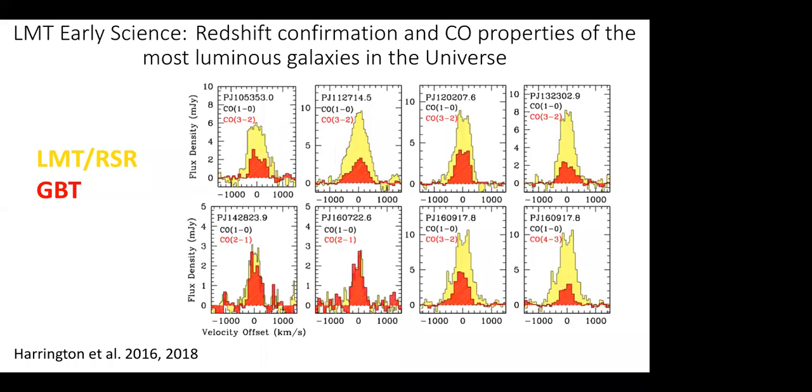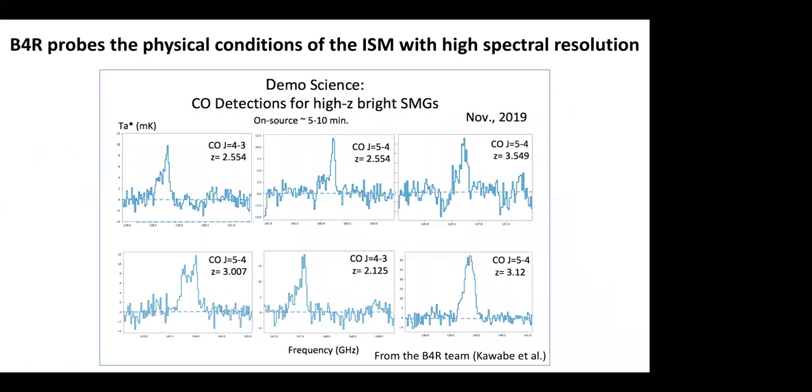We have about 30 candidates so far, and these are follow-ups and comparison of CO lines from LMT, which are in yellow, and then following them up for confirmation of the 1 to 0 line using the GBT, which are the red lines. And on the next slide, this is an example of following up those same sources using the Band 4 receiver that NAOJ in Japan has built and donated to us.